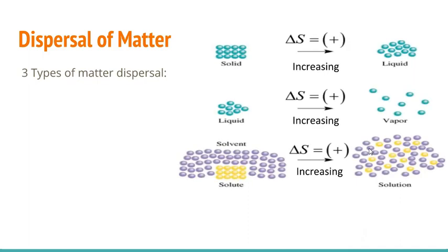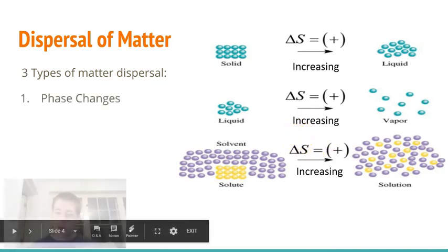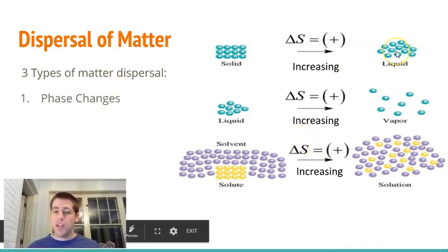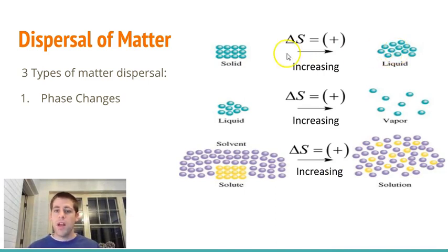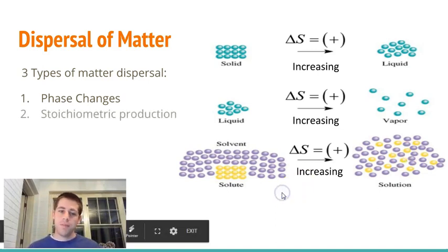So inside the matter, there's 3 types of matter dispersal. We could have phase changes, which is what this is showing. When you go from a solid to a liquid, you're increasing the entropy because you're increasing the amount of dispersal or disorder, right? A solid is more orderly than a liquid. And a gas is less orderly than a liquid. So when you go from liquid to gas, you're also increasing the entropy. So that's a positive delta S. Also, when you go from solid to aqueous, you're increasing the entropy because those particles now can move around more freely. They're more disorganized. They're more random, however you want to think of it.